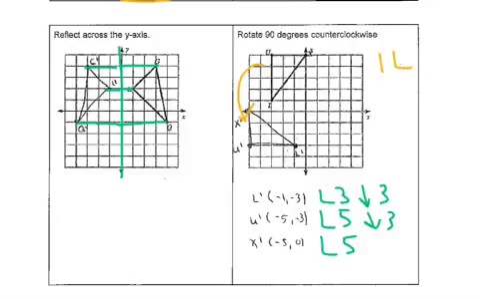Remember then, you turn your paper back to normal, and you either plot by using your ordered pairs or your directions, always starting at your origin. Make sure you label every single point with your primes.